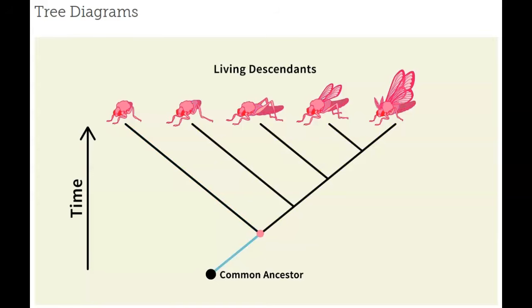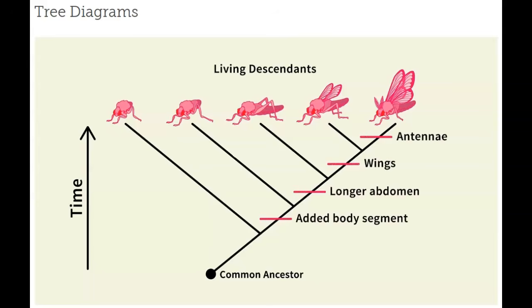Moving forward in time, we reach another branch point. The creatures that connect to the branch on the right have a longer abdomen. This pattern continues. The next trait to come along is wings, followed by antennae. Looking at the branching pattern, we can see the order in which various traits arose.